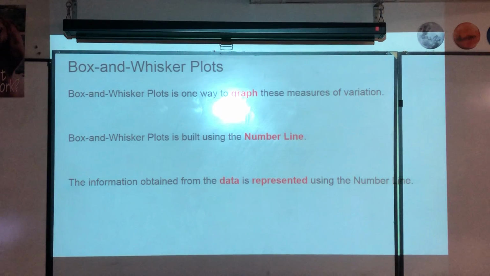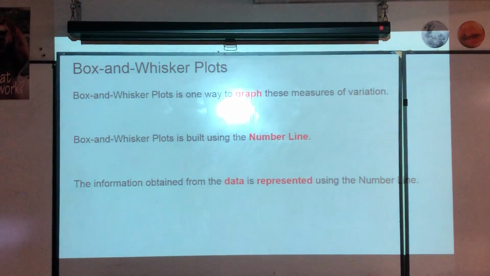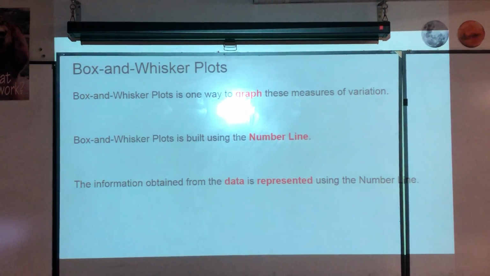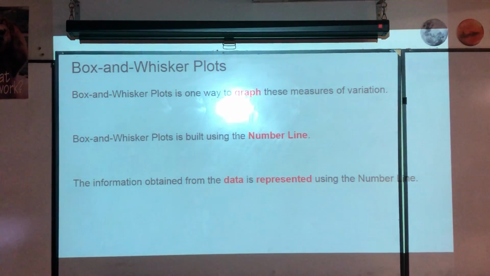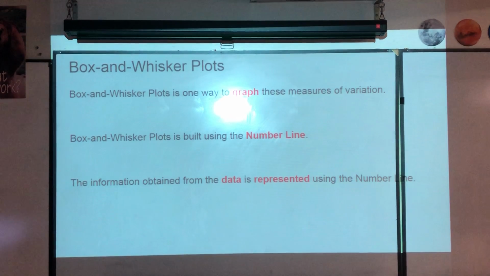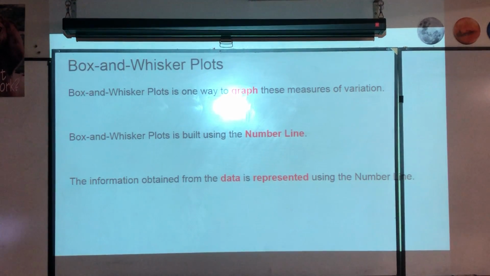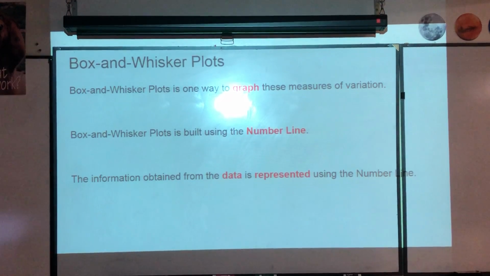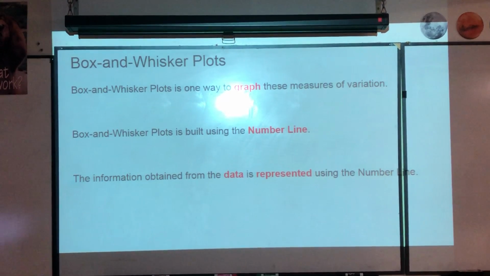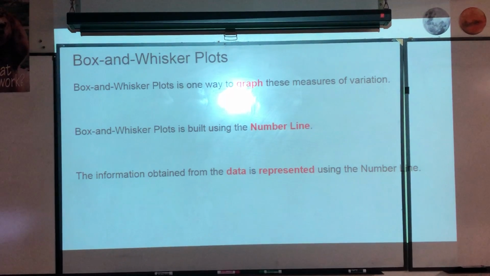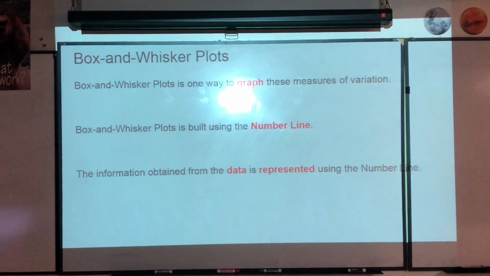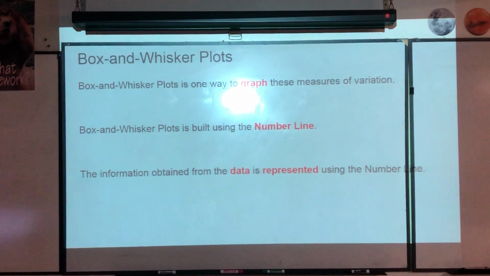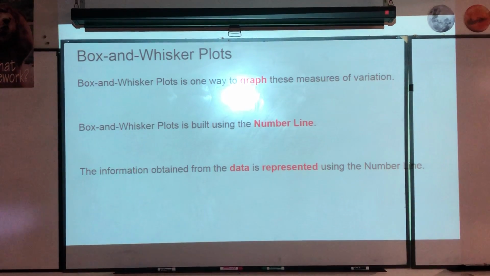So let's see the box and whisker plots, we're going to see that today. Probably you have seen that already in 6th grade, but we're just going to see that again now a little bit deeper. So box and whisker plot is one way to graph the information that we just saw. So it's a way of graphing the median, the upper quartile, the lower quartile, the range. So that's a way of graphing that.